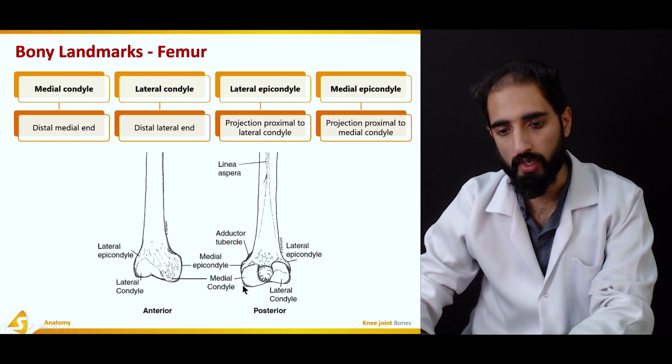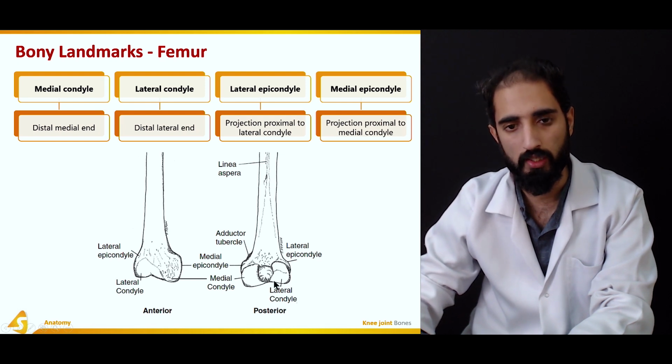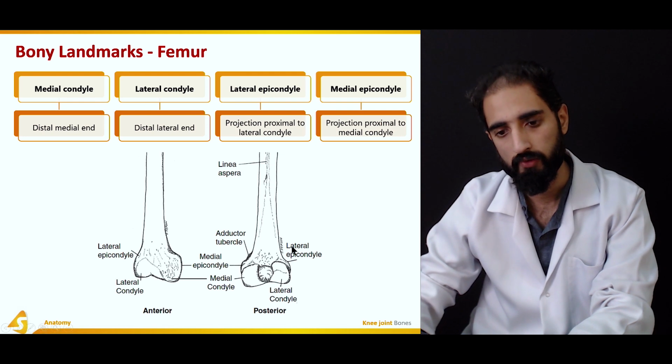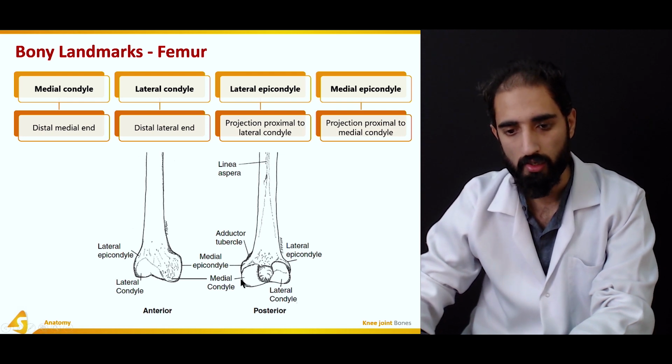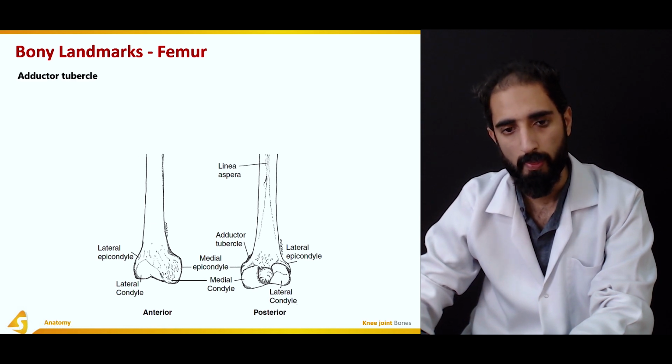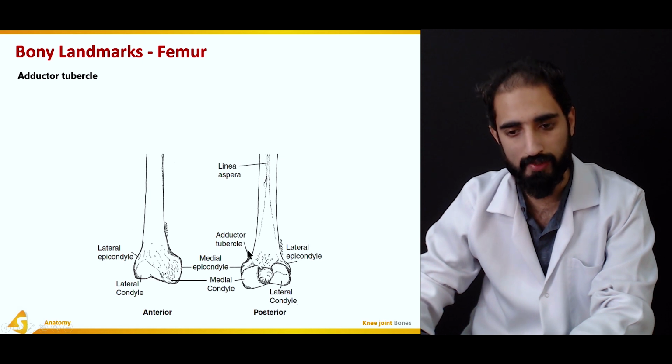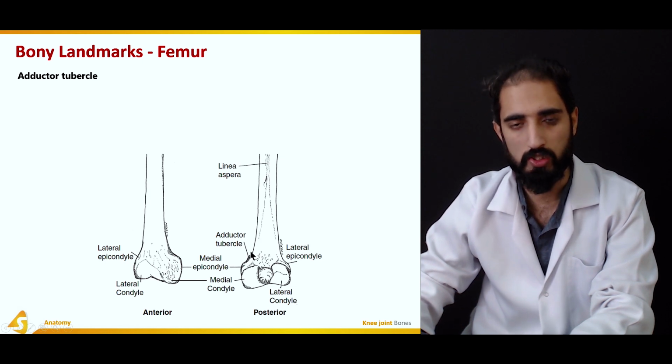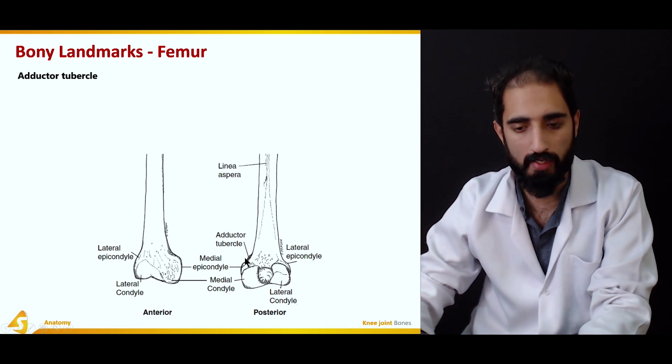We can also look at these structures on the posterior aspect of the distal segment of the femur. Here we can see this is the medial condyle, this here is the lateral condyle, and just above the lateral condyle is the lateral epicondyle. Similarly here once again we have the medial epicondyle. Just above the medial epicondyle we have another structure known as the adductor tubercle. The adductor tubercle gets its name from the adductor magnus because a part of the adductor magnus attaches at this side.